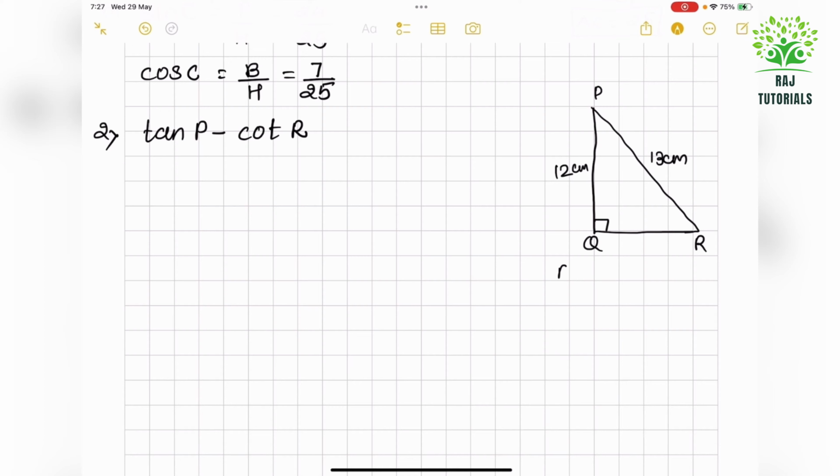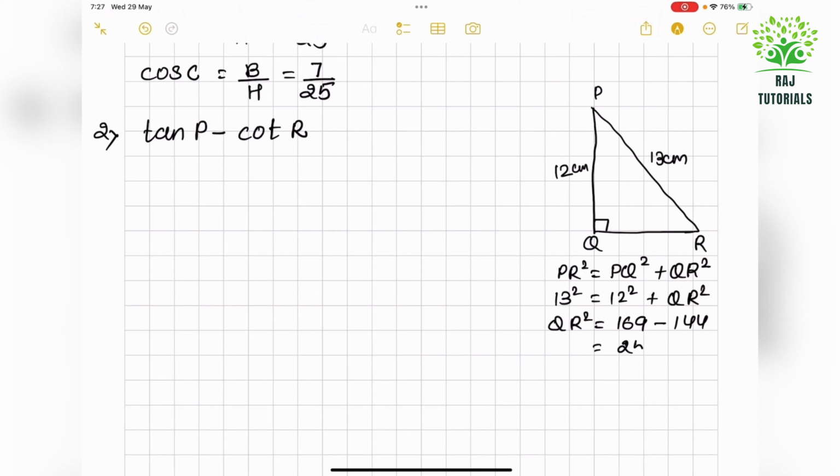So I can say PR square equal to PQ square plus QR square. So PR is 13, 13 square equal to 12 square plus QR square. So QR square will be 13 square, 169 minus 144, 12 square. So that is 25. So QR will be 5 centimeter. So now I am writing 5 centimeter here.